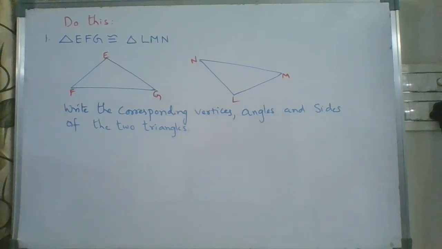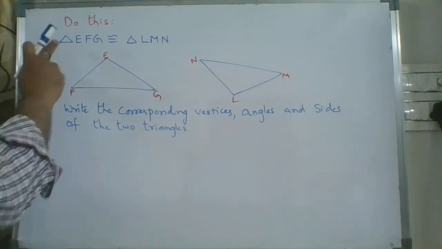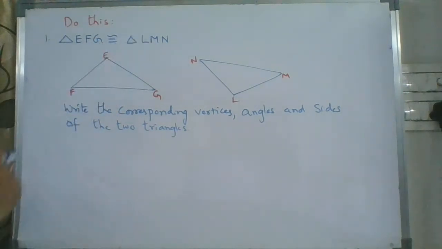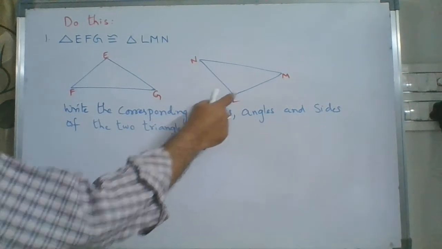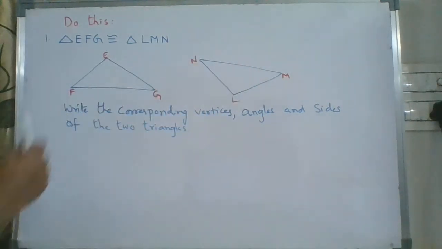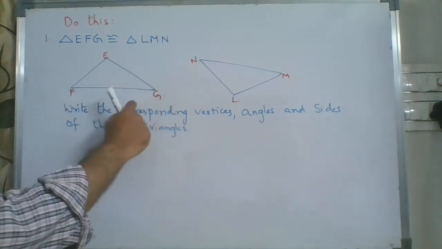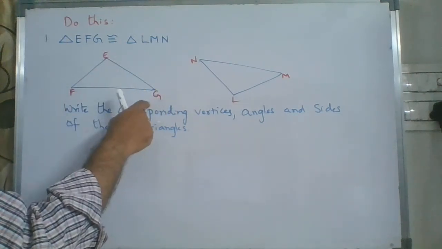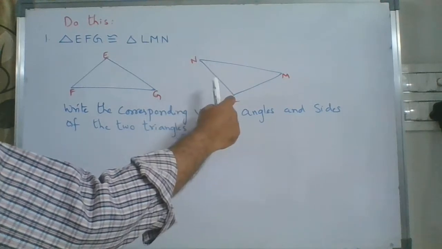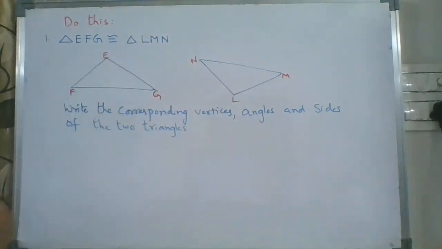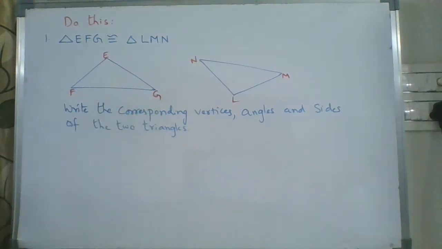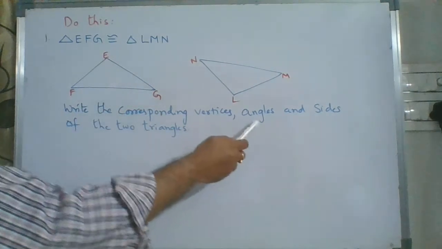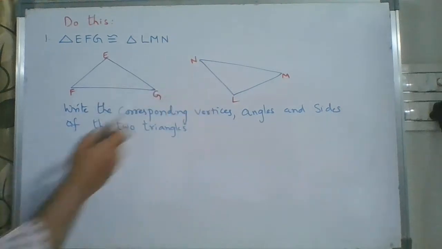Now we'll do the problems. The first one is: given triangle EFG is congruent to triangle LMN. This is triangle EFG and this is triangle LMN. See here, the order of the letters is very important. EFG and LMN means we have to take them in the same order. Now we have to write the corresponding vertices, angles, and sides of the two triangles.